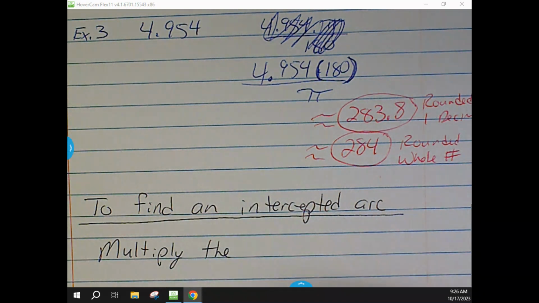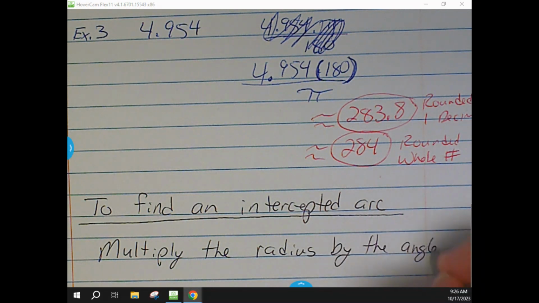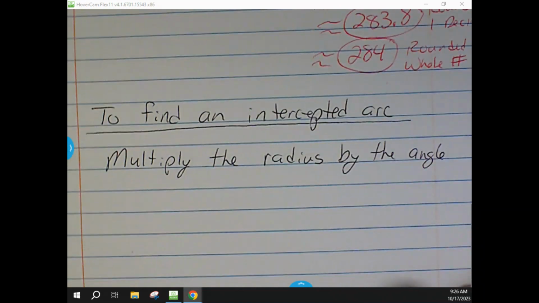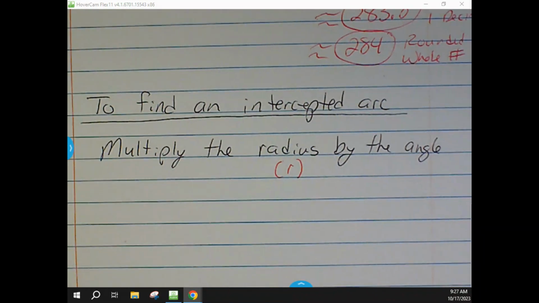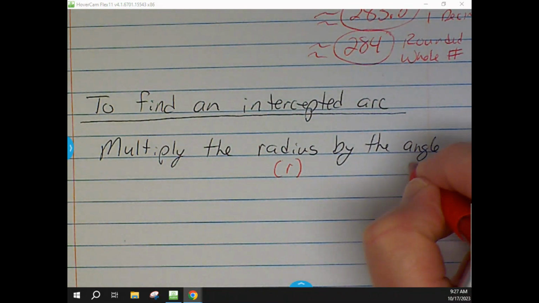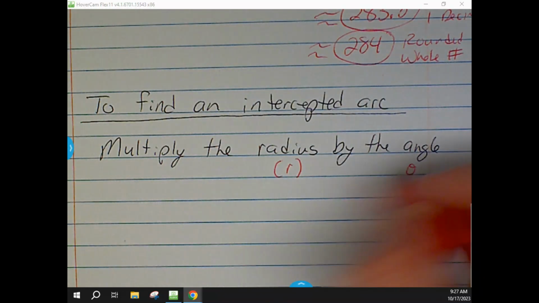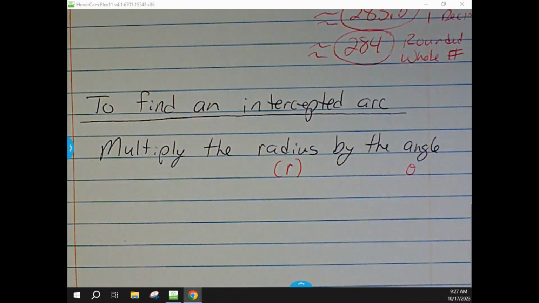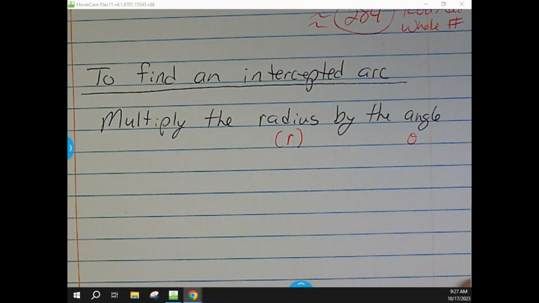You're going to multiply the radius by the angle. Your radius is r, which is pretty obvious in that case. Now the angle in this case, they're going to use a theta symbol, which looks like an O with a loop at the top of it, but that's the symbol they're going to use for angle, which is the theta variable or alphabet letter.